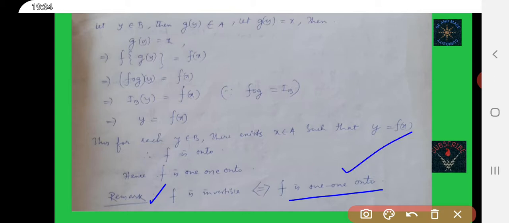Okay, that means if f is a 1-1 and onto function, then obviously we can say f is an invertible function. If f is an invertible function, then the function f must be 1-1 and onto. Understood?